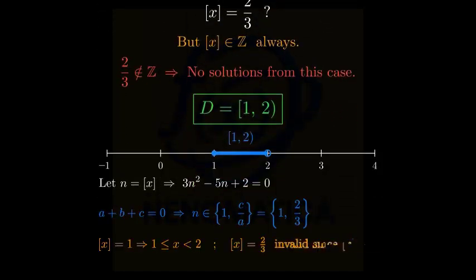Recap. Let n equal floor of x to reduce the equation to a simple quadratic. Use the sum of coefficients trick to quickly find the two candidate values. Then, apply the floor function definition to translate bracket x equals 1 into the interval from 1 to 2 and discard any non-integer candidate values such as 2/3.